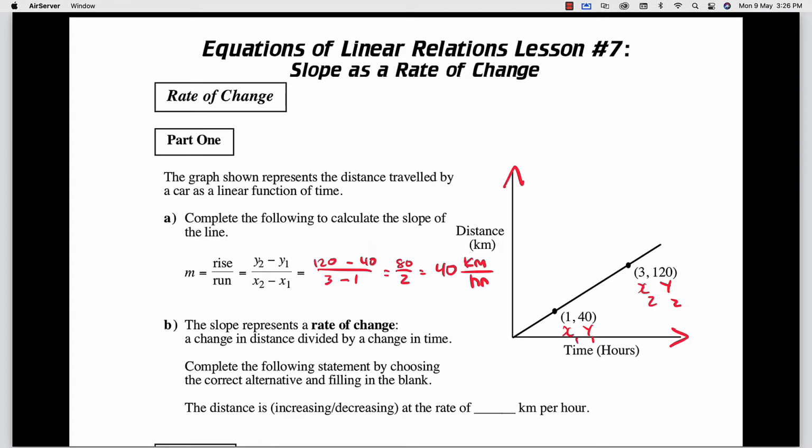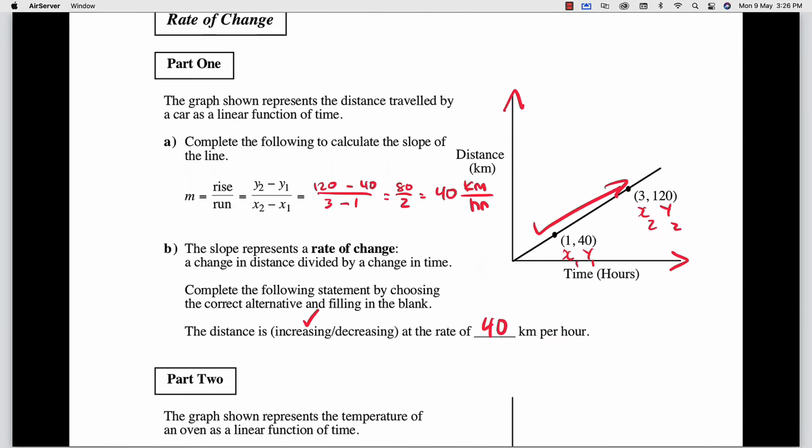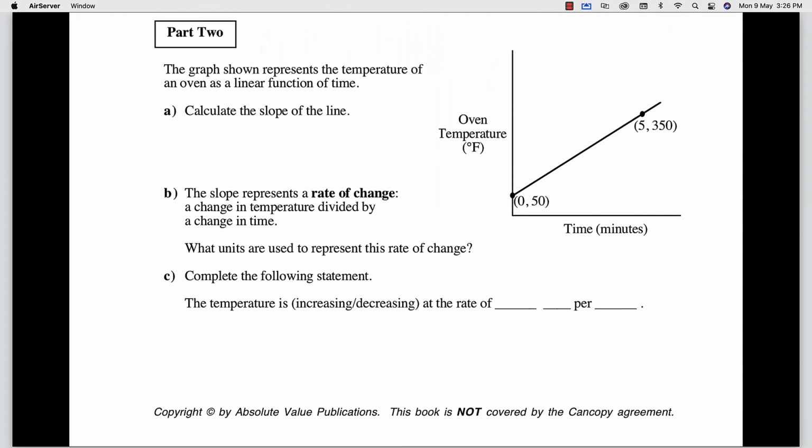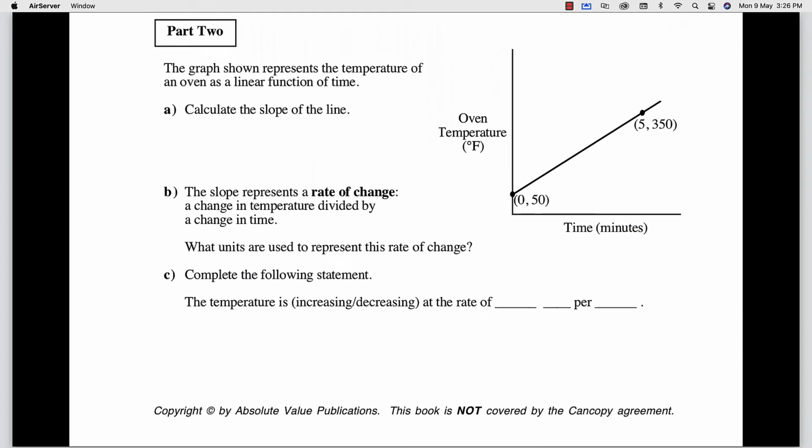So part B, it says the distance is increasing or decreasing. It is definitely increasing as we have a positive slope, and it's increasing at a rate of 40 kilometers per hour. So part 2, basically the same thing. I've also got a positive slope, which means it's going to be increasing. So I can just go down here and put a check mark on increasing right now.